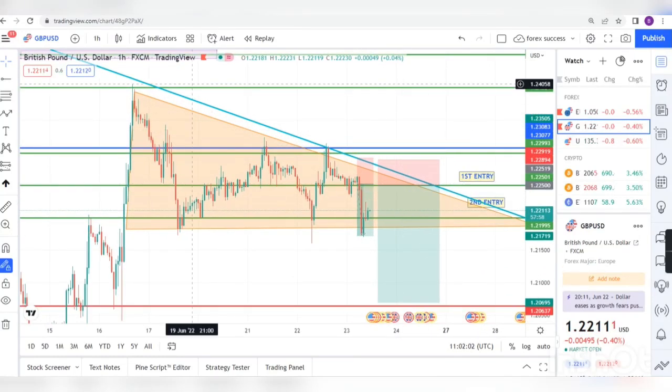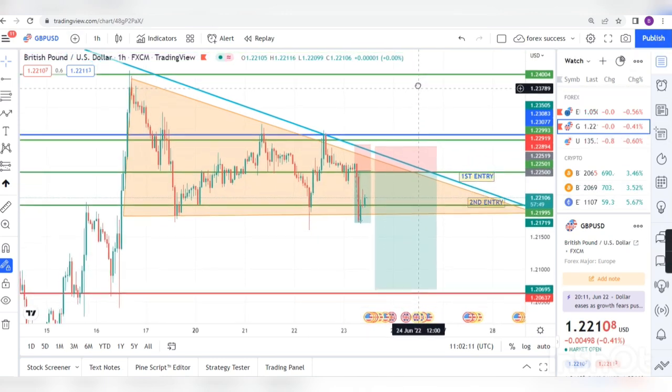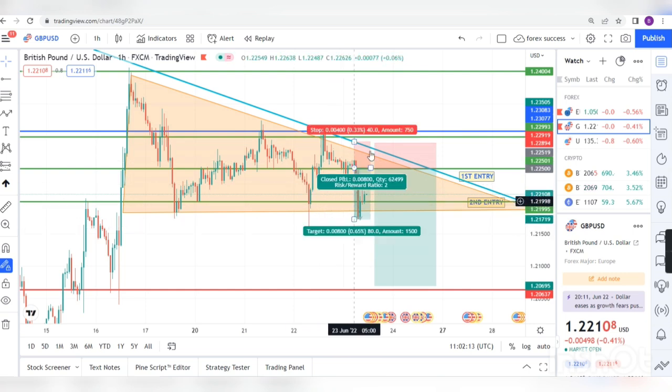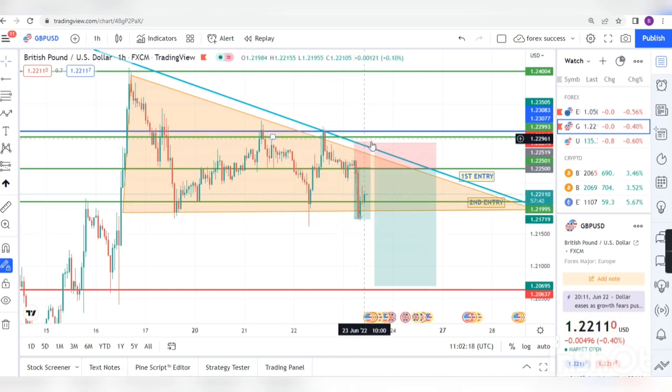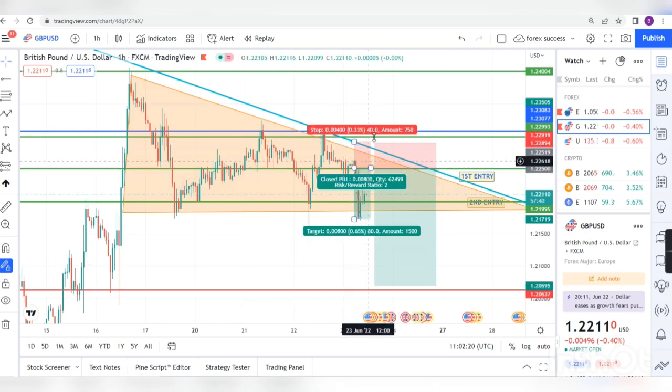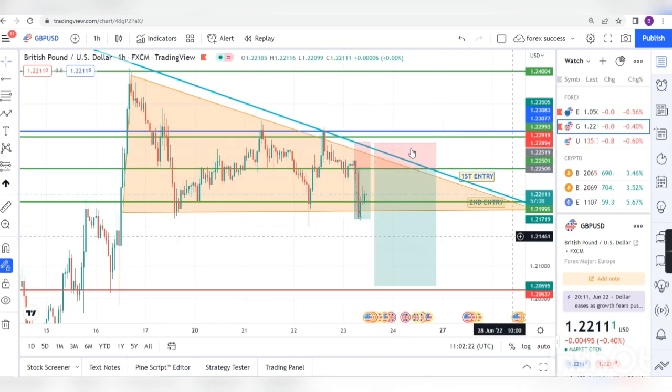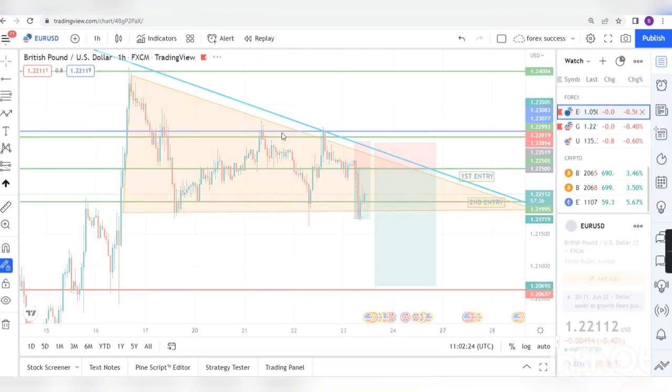Okay, I'm trading GBP USD right now. That's the British pound US dollar. As you can see on my trade, guys, this morning we just took about 80 pips right here. Just took 80 pips on GBP USD as well as Euro USD.